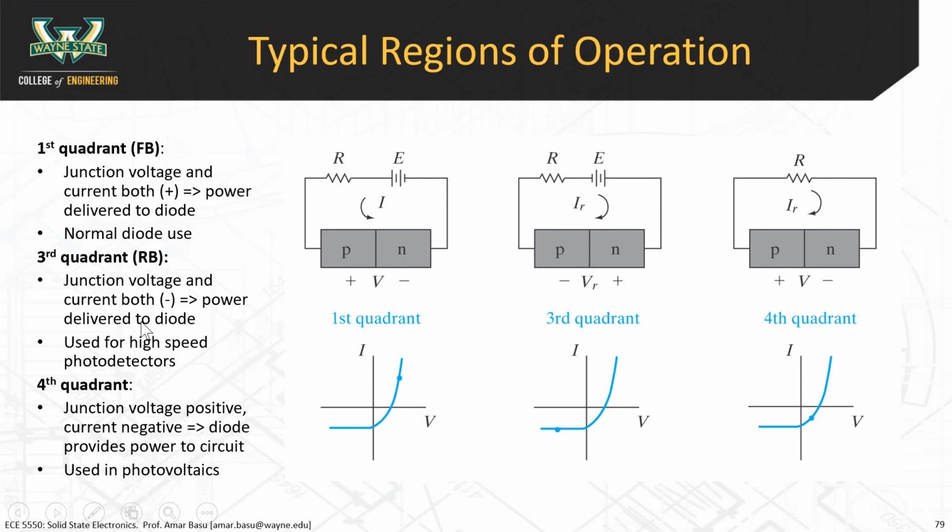So the third quadrant that we use is where we reverse bias the diode. What happens if you reverse bias the diode? Do you get current out of it? Yes, you do, but very, very little. You just get that negative I0, the negative saturation current.